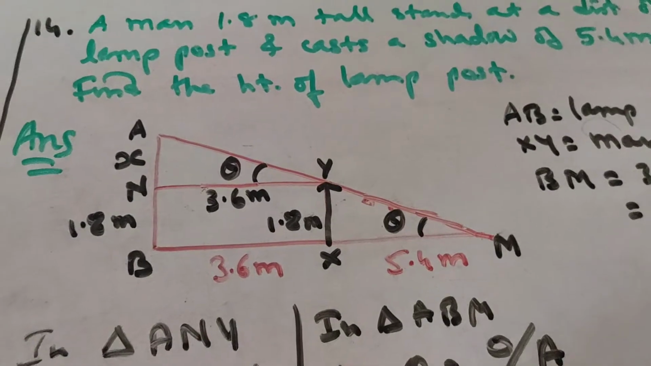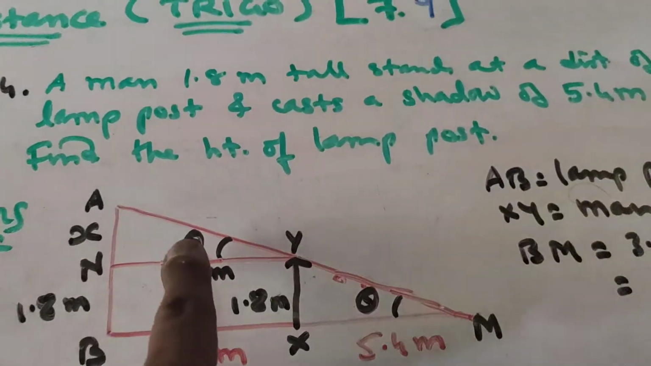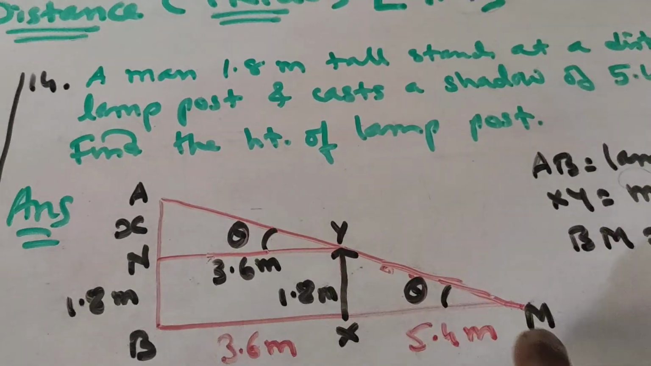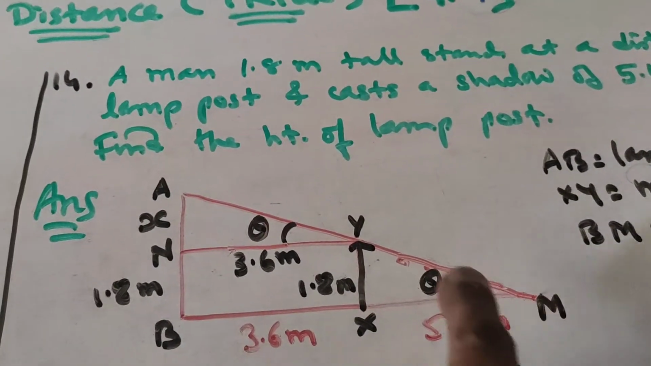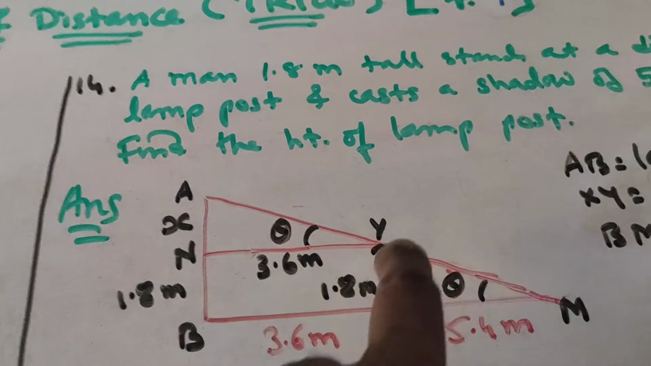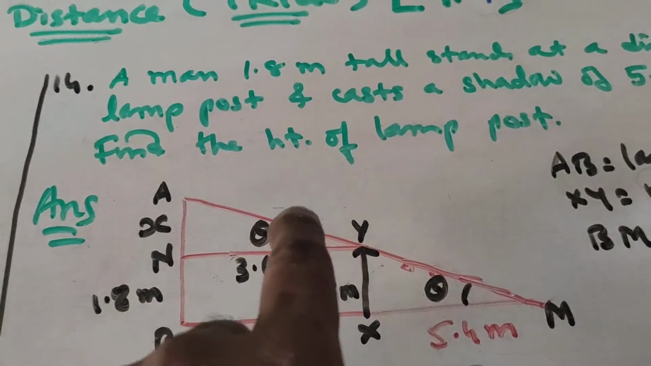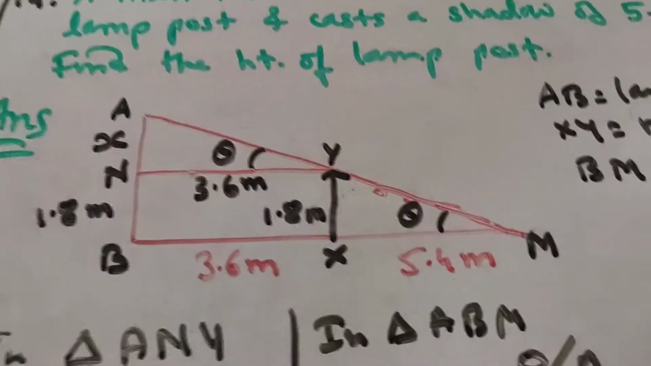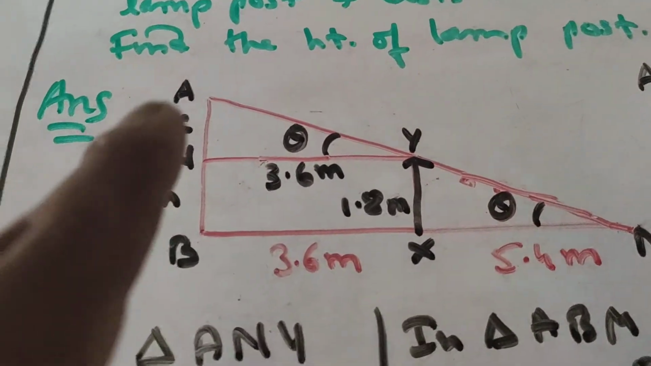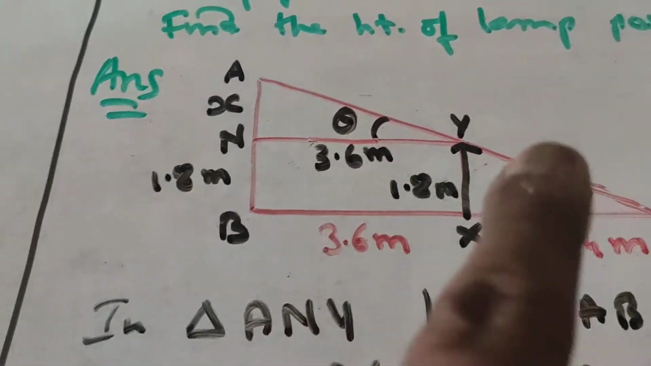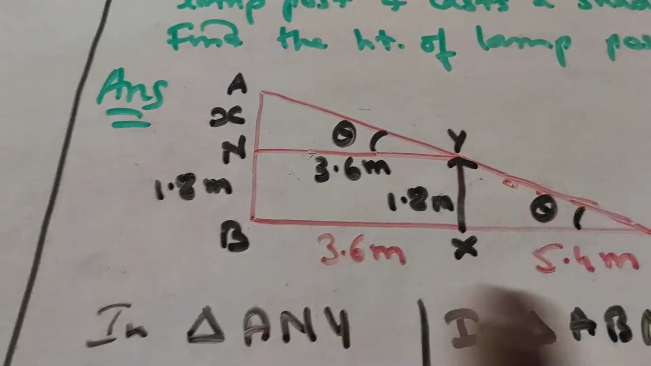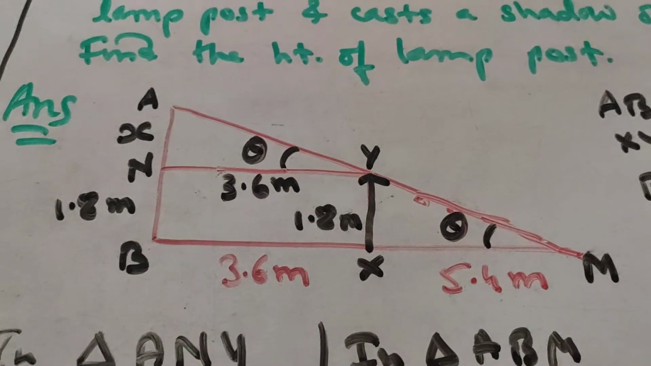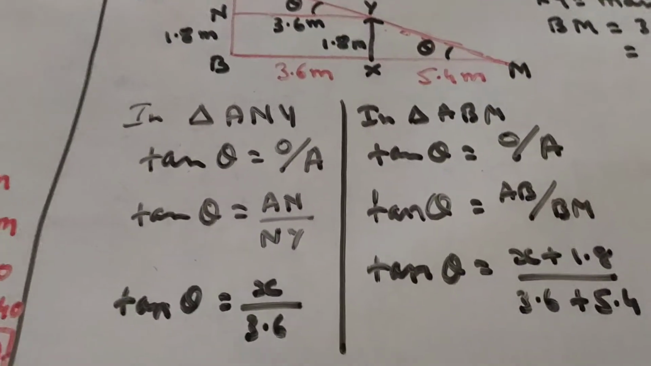So we get two triangles with the same angle because the base is the same. So here base is BM, here XB and YN both are going to remain same. So the angle is going to become same. So theta is same angles. So here we get two triangles, AXY and ABM. We get two triangles. So let us work it out, two triangles in a different column.